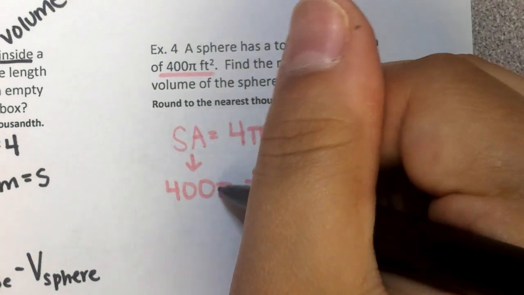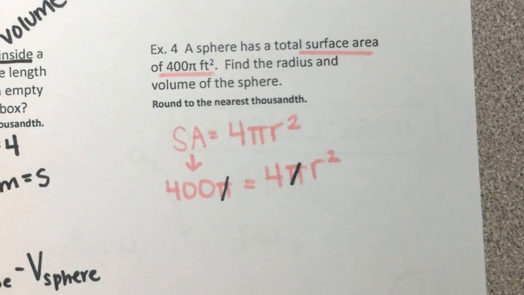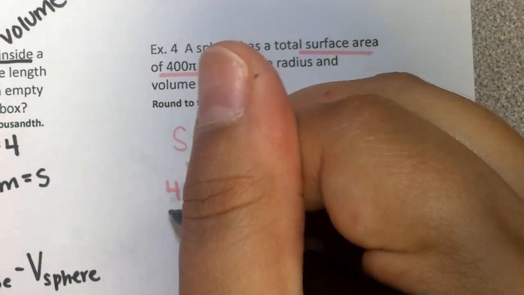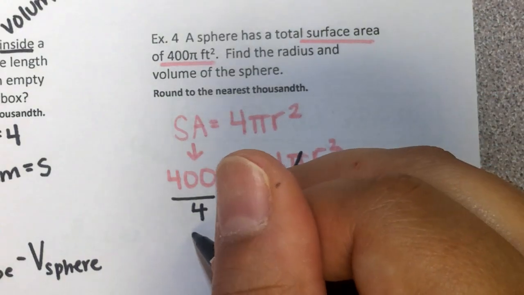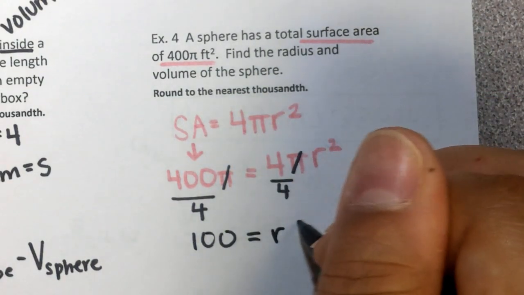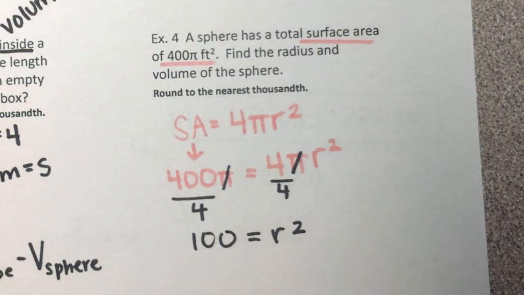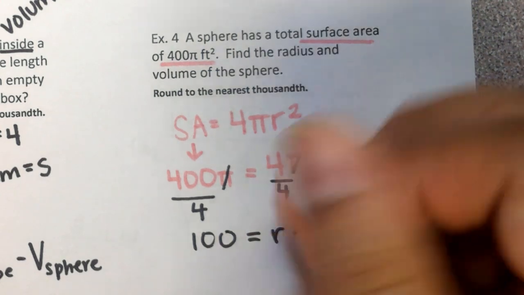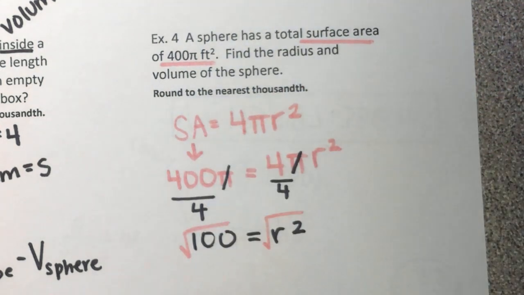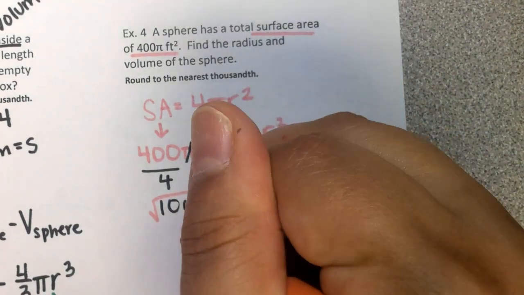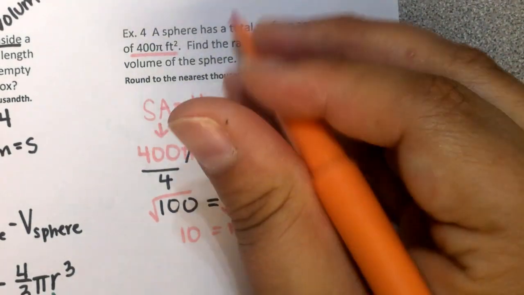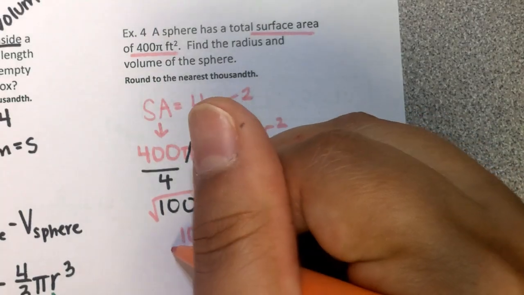The pi's cancel out, and I can divide by 4. Am I going too fast? 400 divided by 4 is... How do I get r by itself? Square root both sides. What is the square root of 100? 10. So my radius is 10 what? Feet.